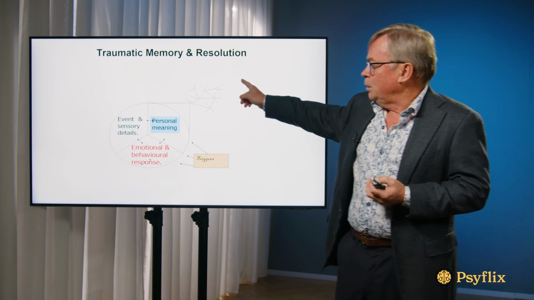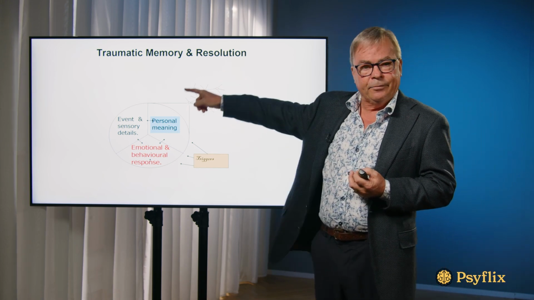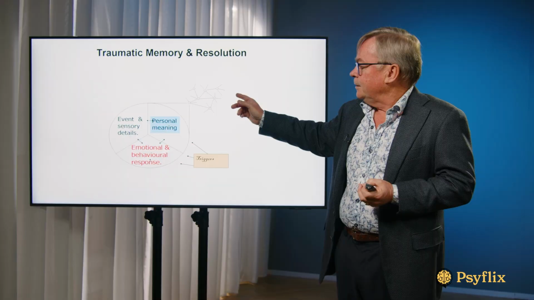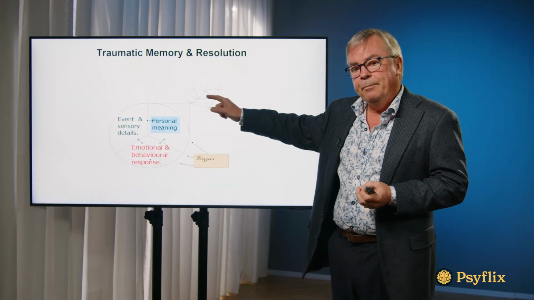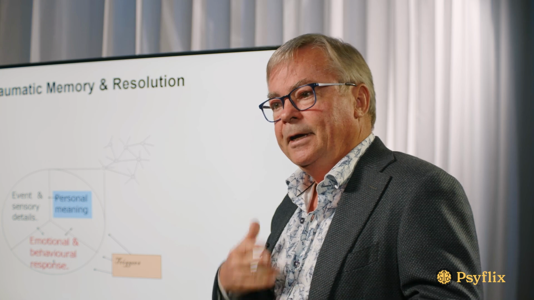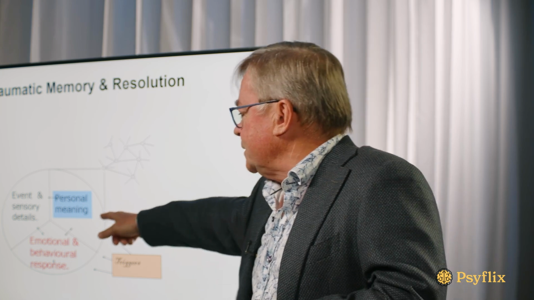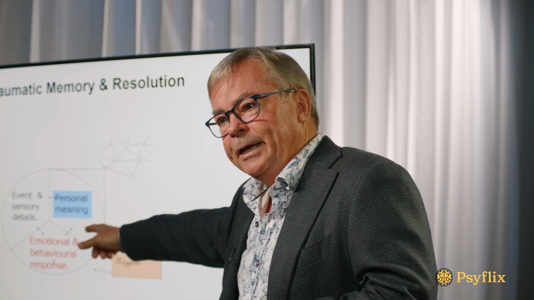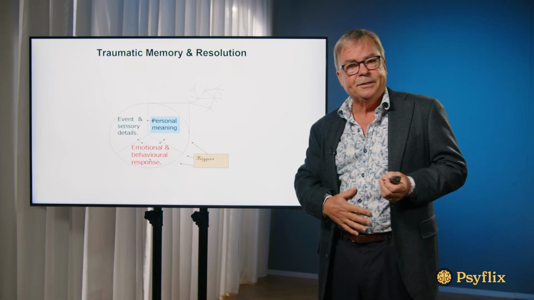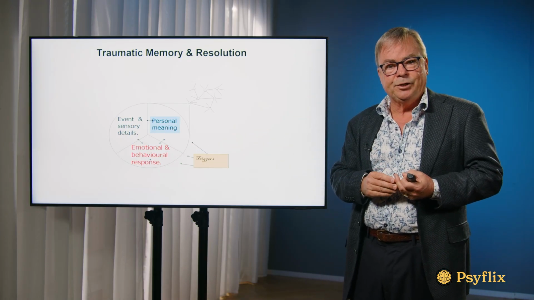Now, what do these dots here represent? These are the associated experiences, associated memories to this event. Some of them are related because they also involve combat experiences. Others are related because they also share the same meaning, a sense of being bad or being responsible, and some are associated because they have the same somatic sensation.